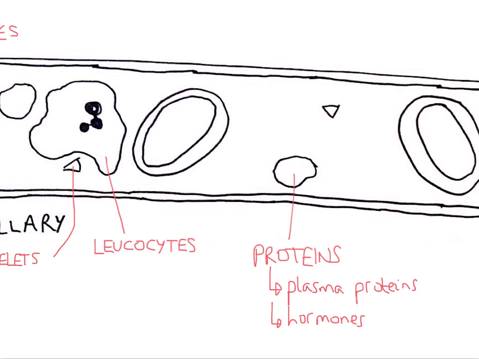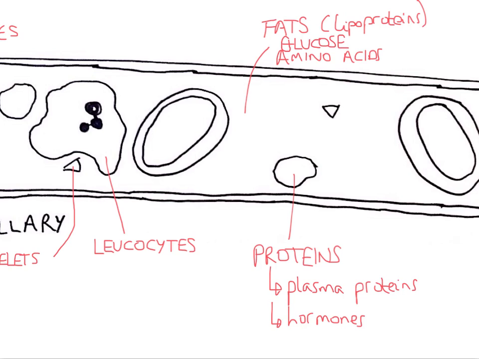Now you'd also expect in the blood for there to be a large amount of the nutrients that bodies need. And these dissolved substances are going to be too small to show on a diagram, but they include fats transported as lipoproteins, glucose in relatively small amounts, unless someone is diabetic, and amino acids formed from the body digesting proteins.